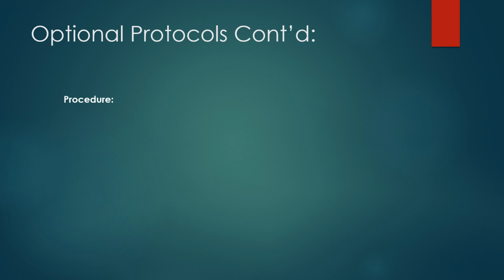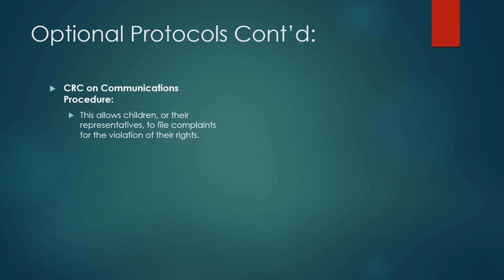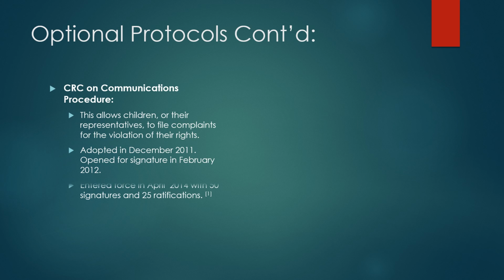The third optional protocol covers the communications procedure. This allows children or their representatives to file complaints for the violation of their rights on an individual basis. It was adopted in December 2011 and opened for signature in February 2012. It entered into force in April 2014 with 50 signatures and 25 ratifications.